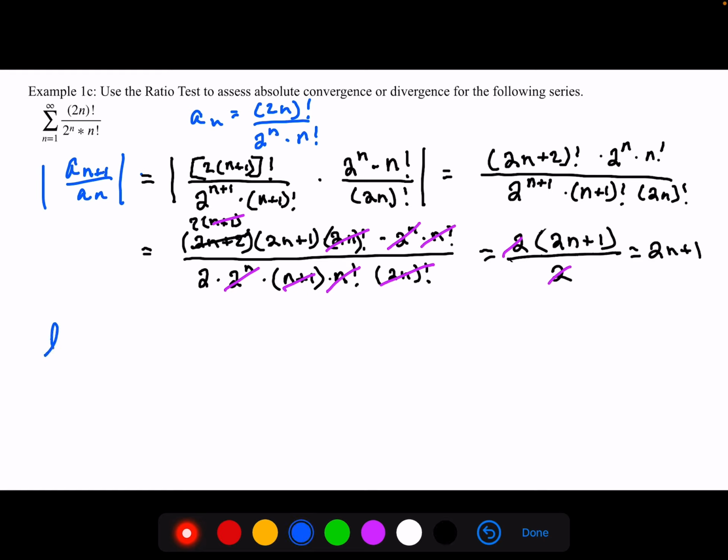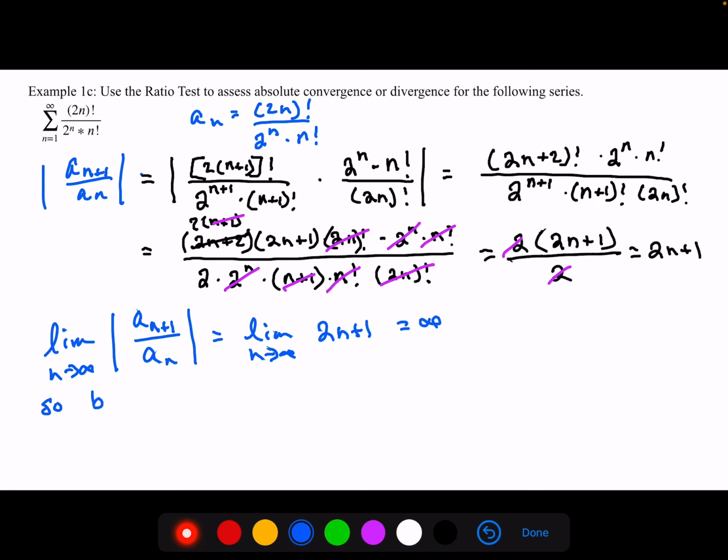So when we evaluate the limit as n goes to infinity of a_{n+1} divided by a_n, we have the limit as n goes to infinity of 2n+1, which diverges to infinity. So by the ratio test, we can conclude that the sum from n equals 1 to infinity of (2n)! divided by 2^n times n! diverges.